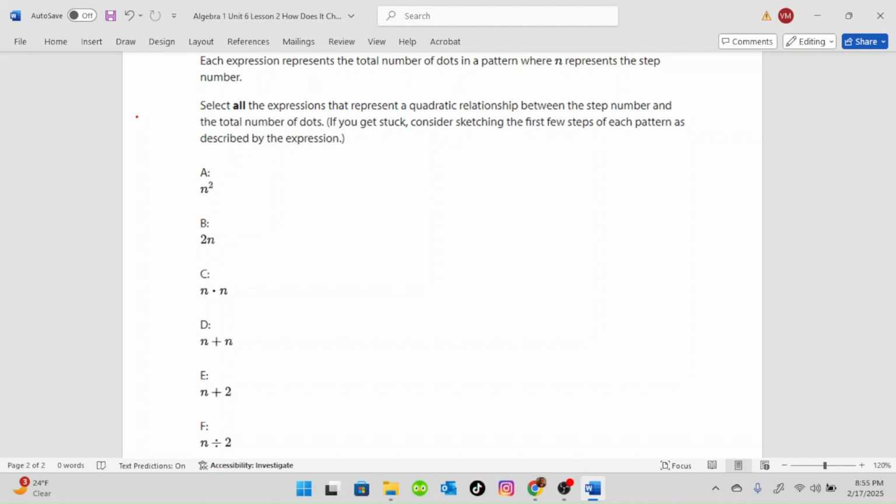So, a few reminders here. Linear is when you're adding the same amount. Exponential is when x is your exponent.